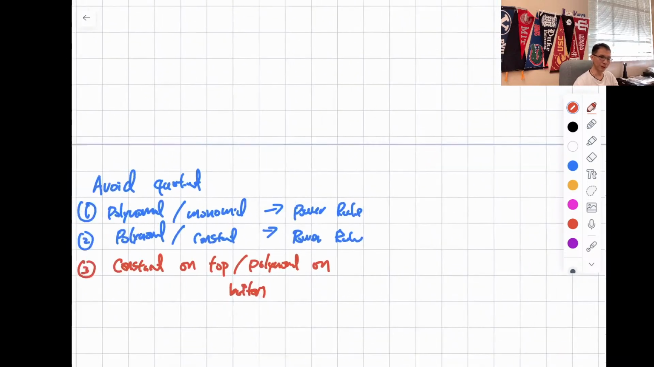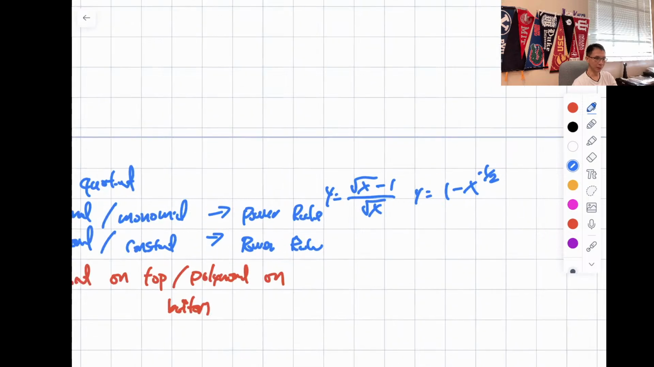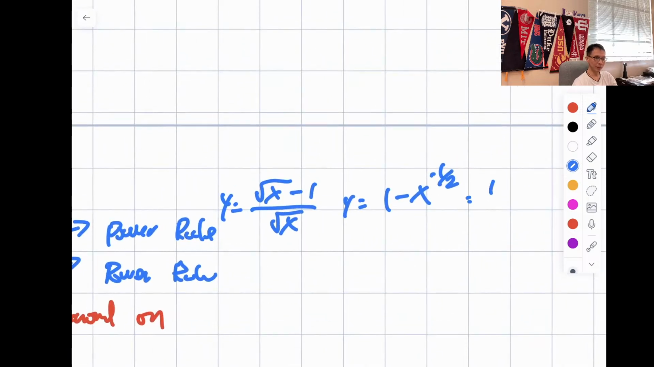So let's talk about the first situation. First situation is like this: square root of x minus 1 over root x. If I want to take a derivative of this, I just put square root over square root: 1 minus x to the negative 1/2. I split them, and I take a derivative. It's going to be 1/2 x to the negative 3/2. And that's it. I'm done.